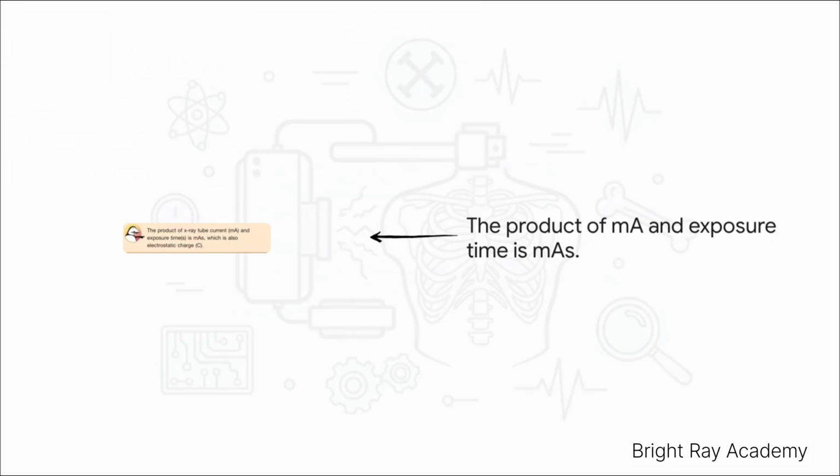The product of X-ray tube current, which is MA, and exposure time in seconds gives us MAS. This represents the total electrostatic charge, and it is the primary controller of the final optical density of your image. Higher MAS means more X-rays, which means a darker image. It's a simple but absolutely vital equation.